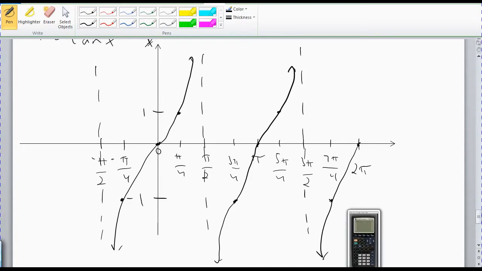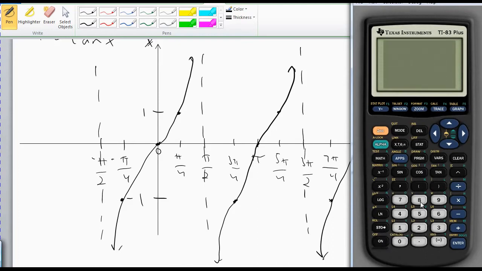Now some things you want to be aware of. And by the way, we can always use your calculator to help us to verify that. So first thing we want to do is go to mode. Make sure it's in degrees. Then go to y equals. We're going to just graph tangent x.